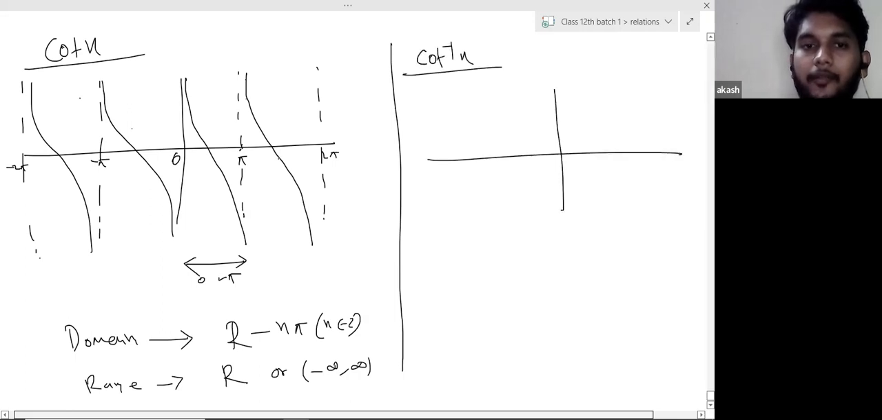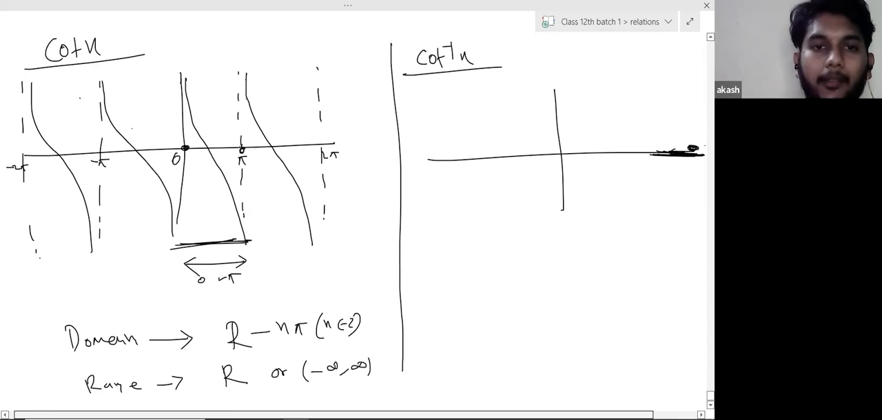So what happens in cot inverse x? To draw the graph, again look at this graph only. If you put 0, you get infinite. So here, if you go to infinite in x, you will reach 0. That means if you move to infinite on this part, you will reach 0. And if you put pi here, you get minus infinite. So if you put minus infinite here, you get pi. So the maximum value that will reach is pi here.